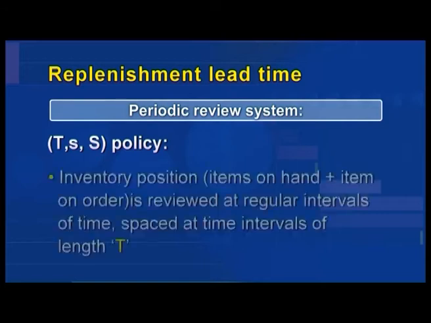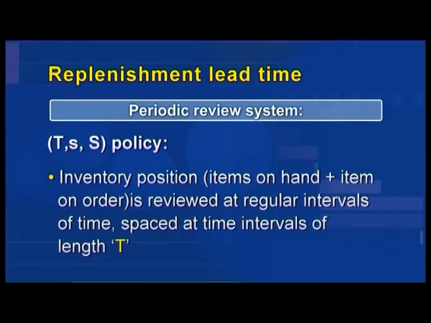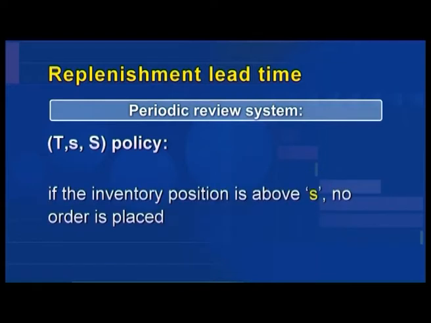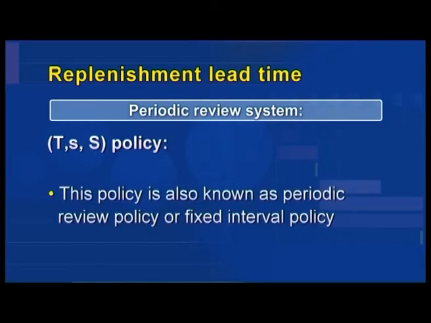tsS policy. Inventory position, items on hand plus items on order, is reviewed at regular intervals of time, spaced at time intervals of length t. At each review, if the inventory position is at level s or below, an order is placed for sufficient quantity to bring inventory position up to a given level, S. If the inventory position is above s, no order is placed. This policy is also known as periodic review policy or fixed interval policy.